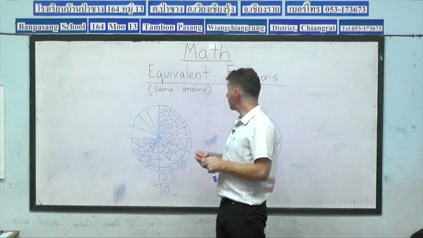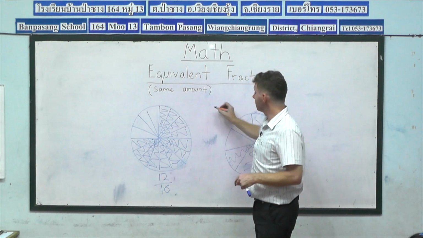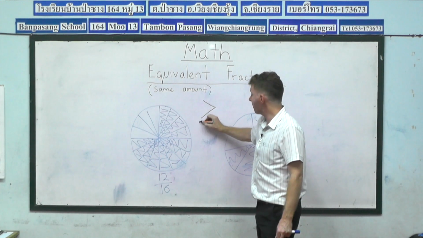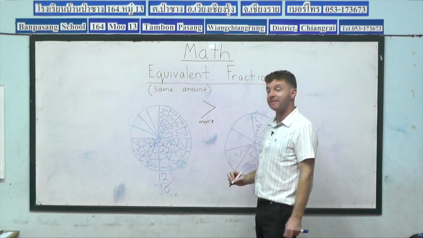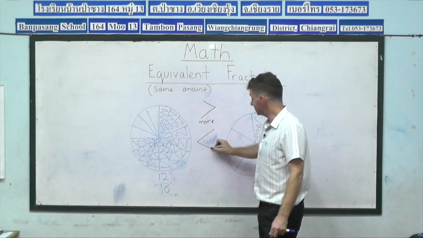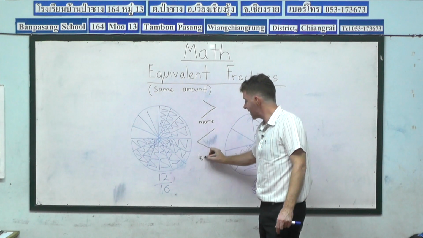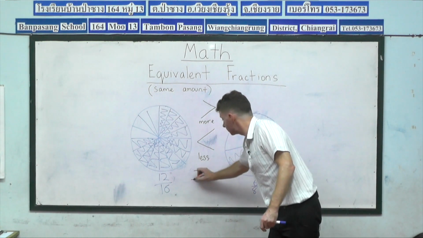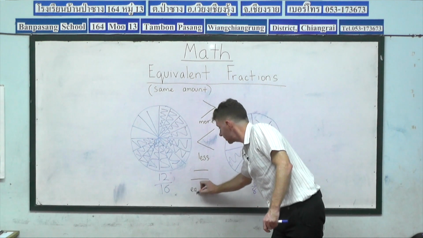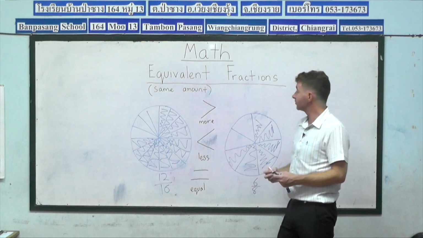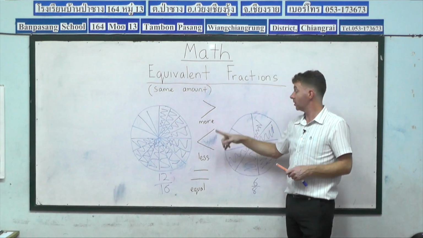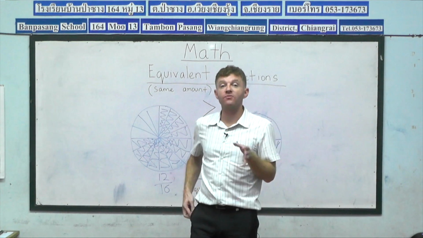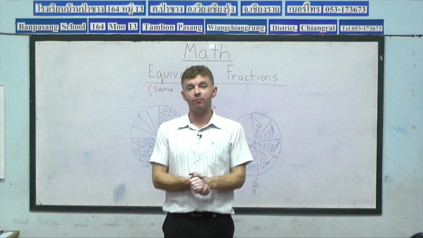So remembering our mathematical symbols already, guys, if something is more than, it's represented by this symbol here, more. If something is less, the arrow goes the other way, less. And if something is equal, if both are the same, we use the equal sign, E, Q, U, A, L. So altogether, more, less, equal. These are some of the symbols we're going to look at today when we're comparing different fractions.